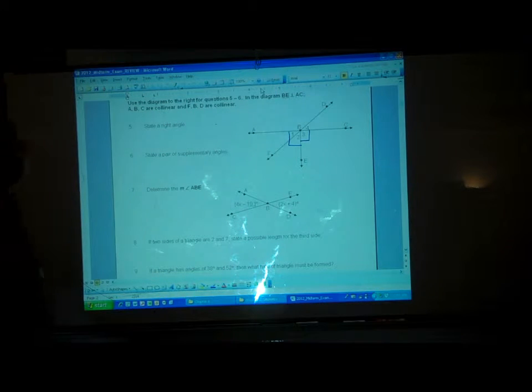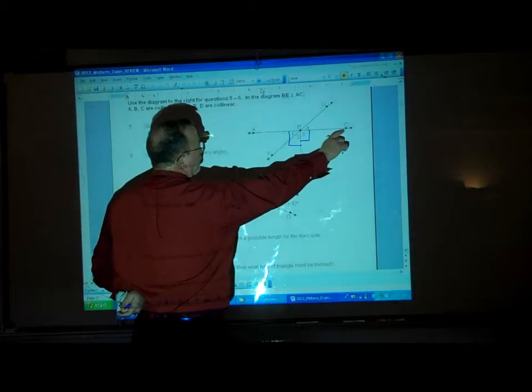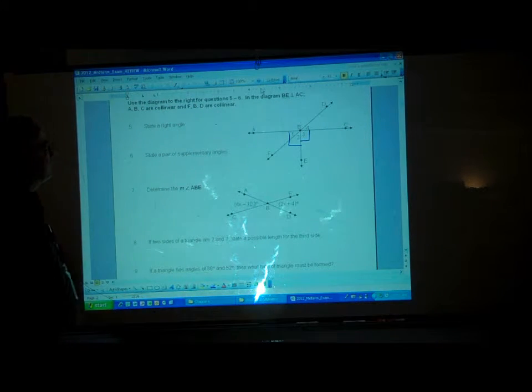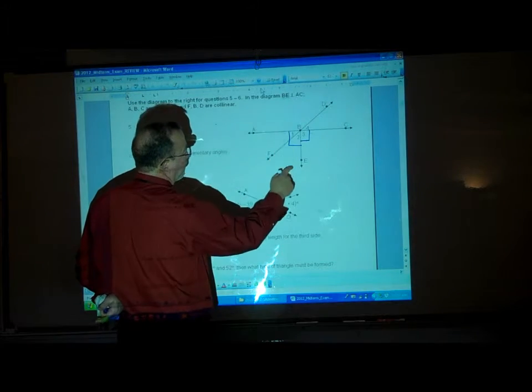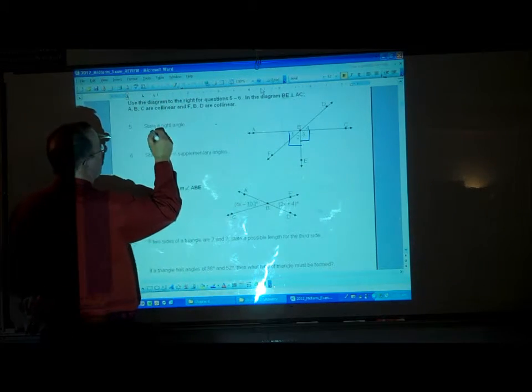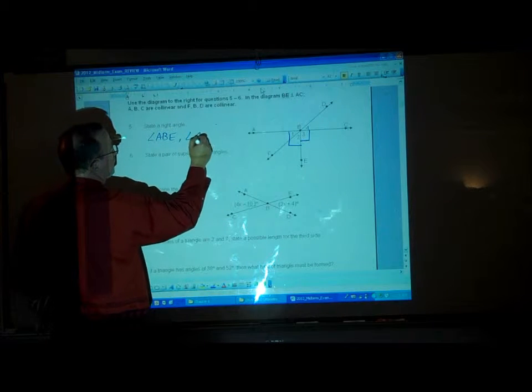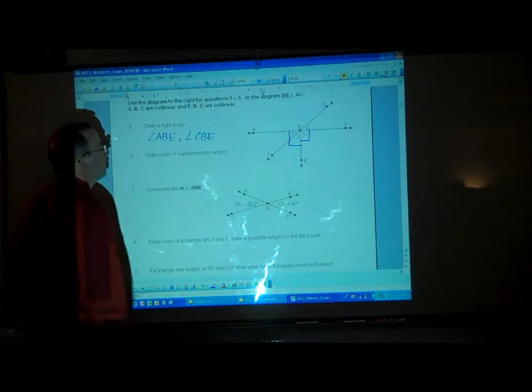A, B, and C are collinear. They form a straight line, and then F, B, and D are also collinear. We want to state a right angle. Well, the right angle could be ABE, it could also be CBE. So ABE, put them both down here, CBE.